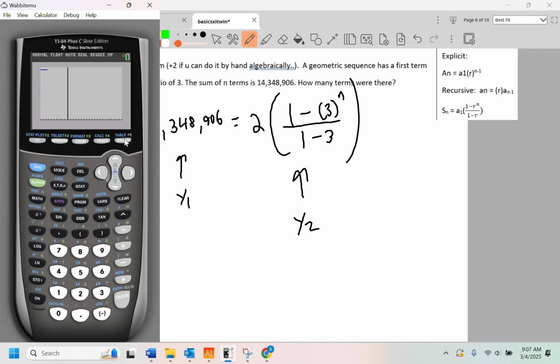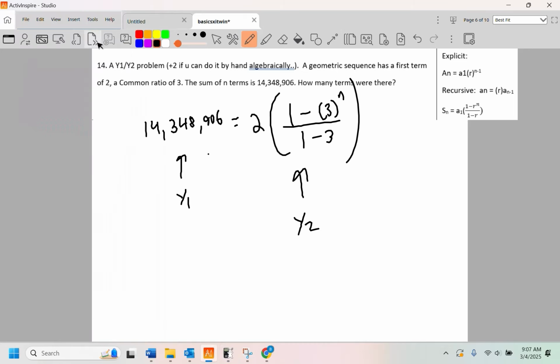Graph. There's my intersection. Second trace, 5. Enter, enter, enter. And there's my answer, 15, just like it was by hand.